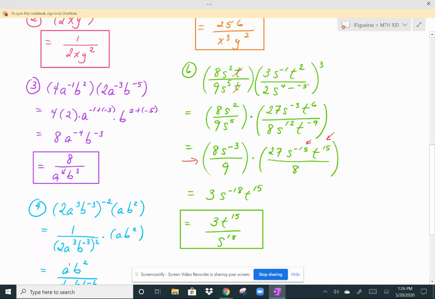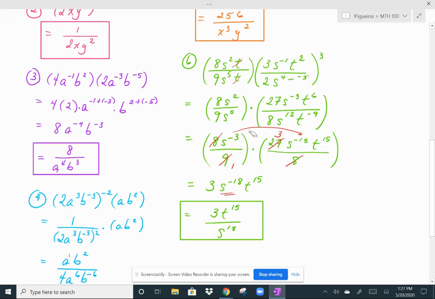All right, so there's a little bit more to do because I still have s's in more than one position here. And I also have an 8 in the numerator and the denominator that cancel. And 9 goes into itself once and goes into 27 3 times. So my coefficient is just 3, and that's in the numerator. When I combine my s's, notice that here now we are multiplying. So when you multiply, you add your exponents. So I get s to the negative 18. T doesn't change, so that's still t to the 15th.